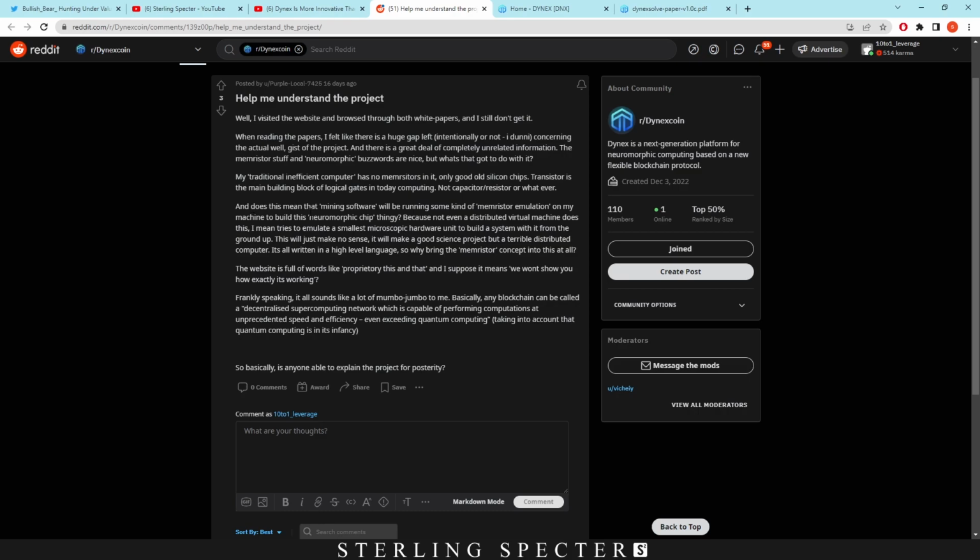And then it goes on to say, does this mean that mining software will be running some kind of memristor emulation on my machine to build this neuromorphic chip thing? Because not even a distributed virtual machine does this, tries to emulate a smallest microscopic hardware unit to build a system with it from the ground up. This will just make no sense. It's a good science project, but a terrible distributed computer. It's all written in a high level language, so why bring the memristor concept into this at all?